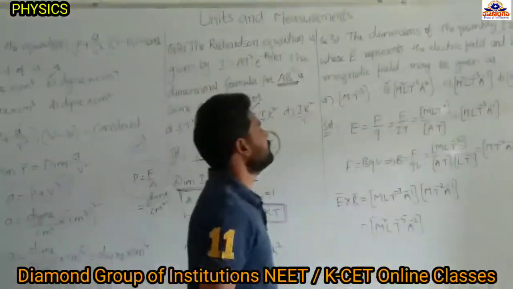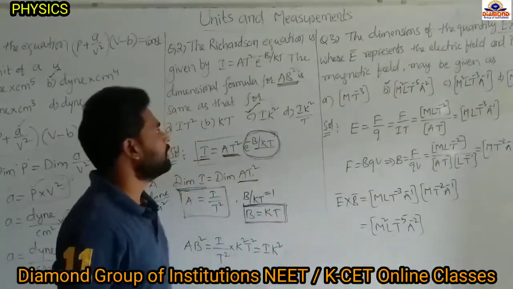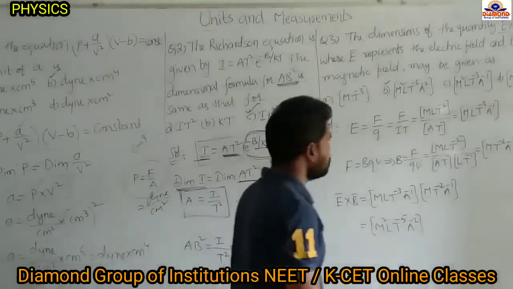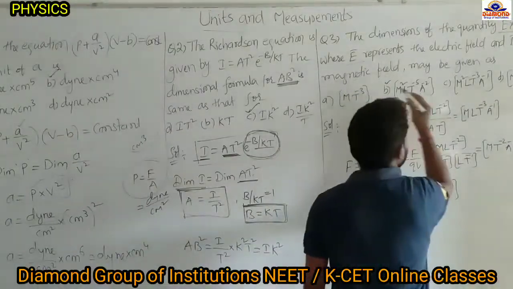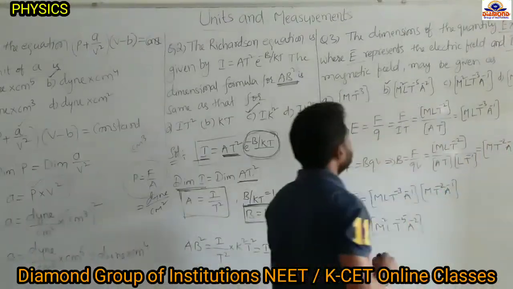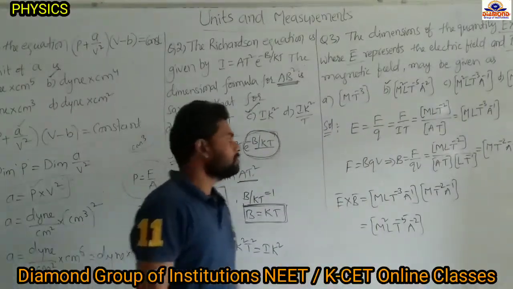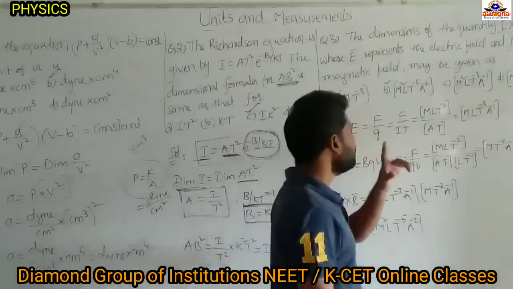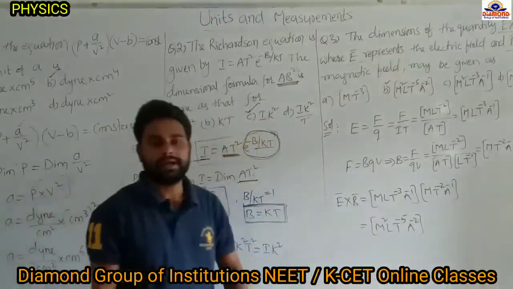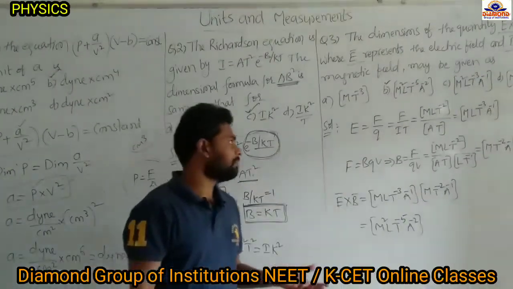Where E bar represents the electric field and B bar the magnetic field may be given as. So E bar is the electric field and B bar is the magnetic field. They are asking the dimensions of E bar cross B bar. Okay. So first we have to find the dimensional formula of the electric field, and next we have to find the dimensional formula of the magnetic field.